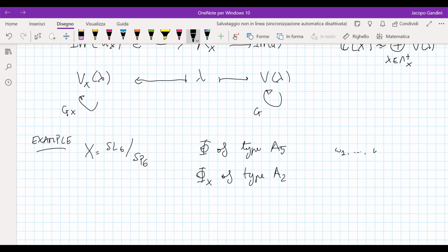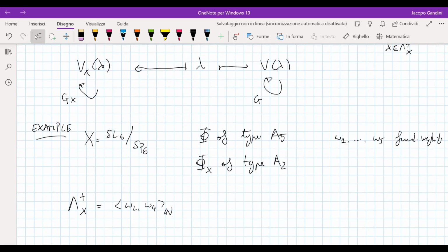Okay, and let's look closer. Let's take omega 1 to omega 5, the fundamental weights of A5. So what is lambda x plus? This is freely generated by omega 2 and omega 4. So this is rank 2. This is compatible with the fact that this root datum is going to be semi-simple in this case, but in the next cases it will be different.